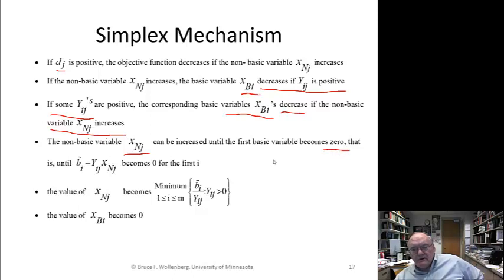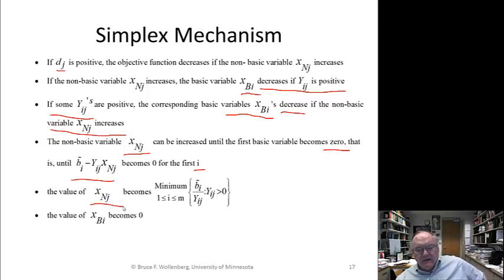That's the important thing. I want to take a non-basic variable and make it basic, and I want the corresponding basic variable to go to 0, meaning it leaves the basis and becomes non-basic. So I'm exchanging them, so to speak. That is until this becomes 0 for the first i. And what you do is you just have to find that, and we'll show you that in a second.